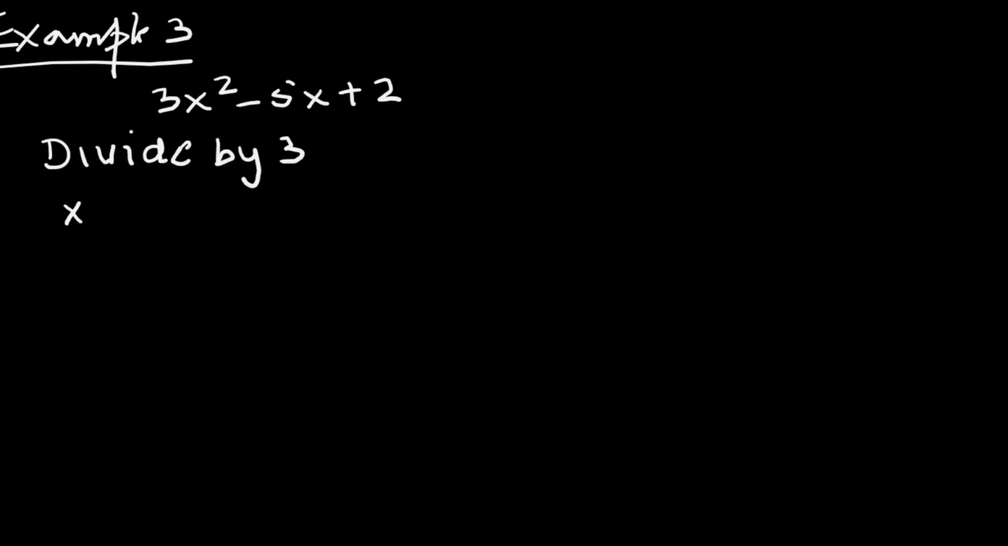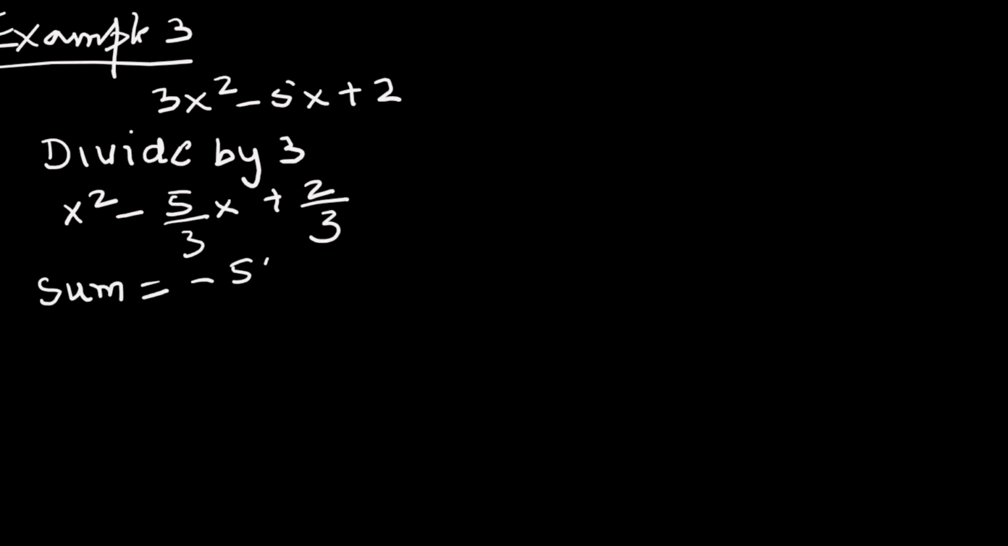Example 3. Leading coefficient greater than 1. Now consider 3x squared minus 5x plus 2. Divide every term by 3 so the coefficient of x squared becomes 1. That gives x squared minus 5/3 x plus 2/3. The sum equals negative 5/3. The product equals 2/3.